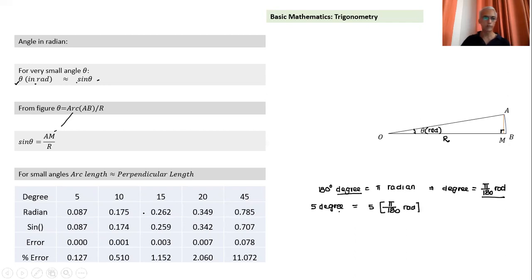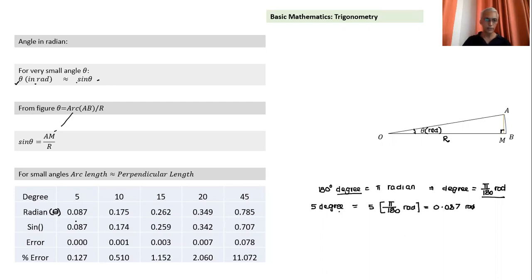If I calculate this value, it comes equal to 0.087 radian. So 5 degree is equal to 0.087 radian. Similarly, 10 degree will be twice of this, 15 degree will be thrice of this, because it's a linear relationship. So for all angles I have calculated theta in radian. And from a scientific calculator, I have also calculated sine of 5 degree, sine of 10 degree. All these values are actually sine of that angle, calculated using the calculator.